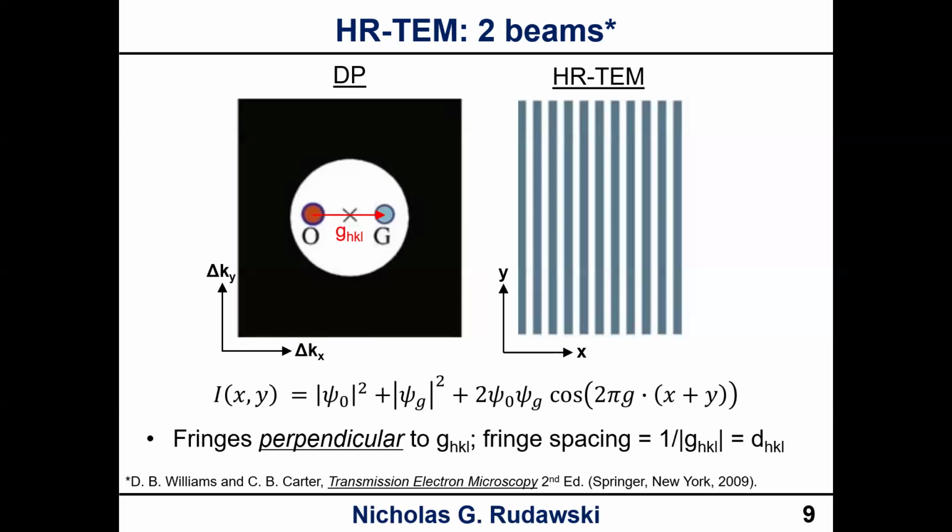Okay, so the fringes run perpendicular to g in this case. And again, the fringe spacing is equal to 1 over g, or equal to d. And again, the spacing means between subsequent peaks or subsequent troughs, meaning bright fringes or dark fringes, right? Bright to bright or dark to dark would have spacing equal to d.